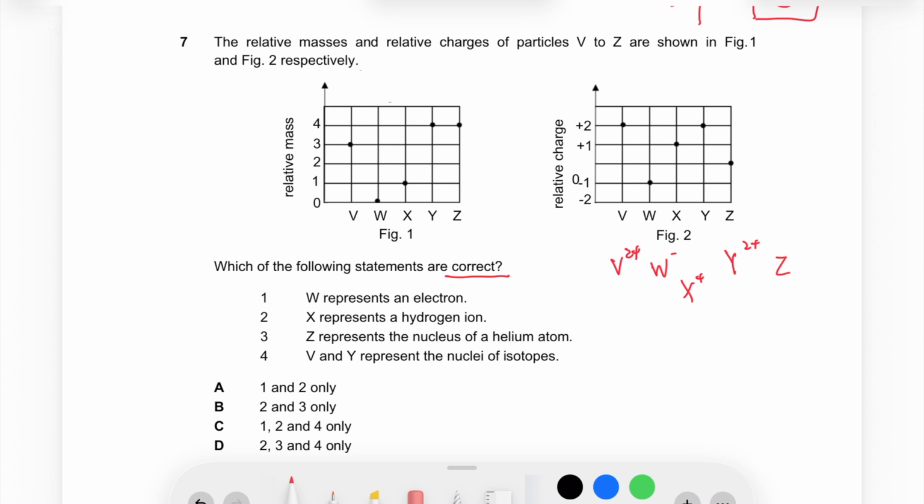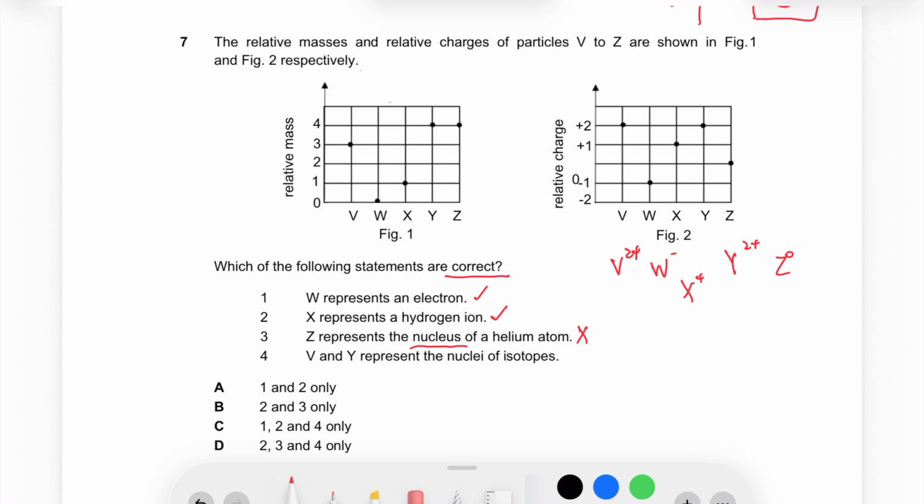So let's scroll a bit. First thing first, W is an electron. X, the charge is plus 1, correct? And the mass is 1, which is good. Z represents just the nucleus of a helium atom. So Z as a nucleus is wrong, because the nucleus should have a charge of 2 plus, but it's neutral here. The charge is 0 here.